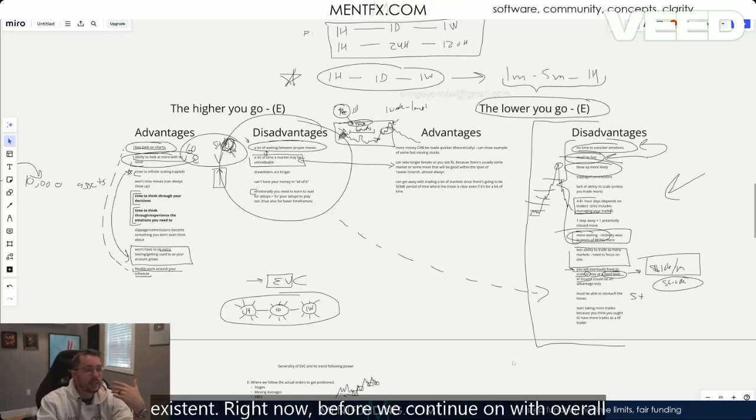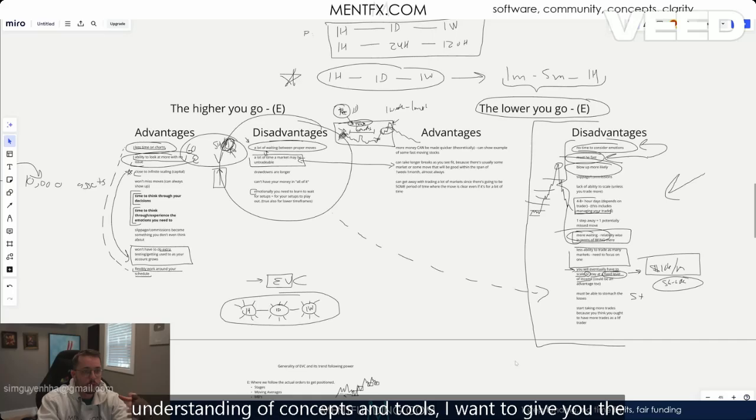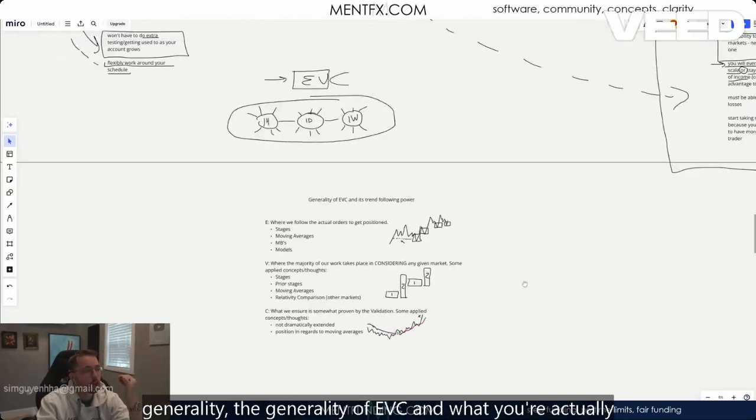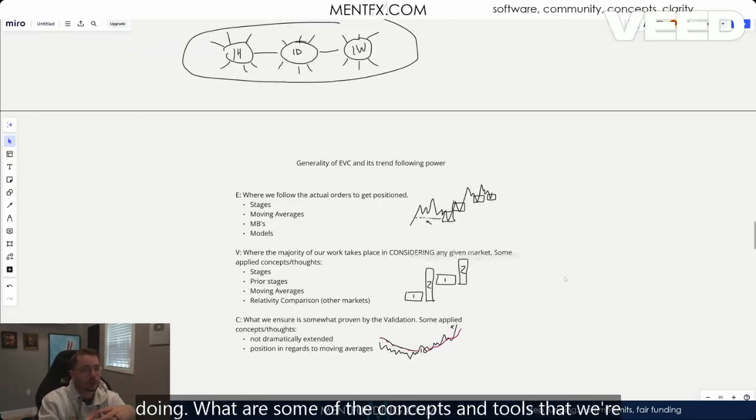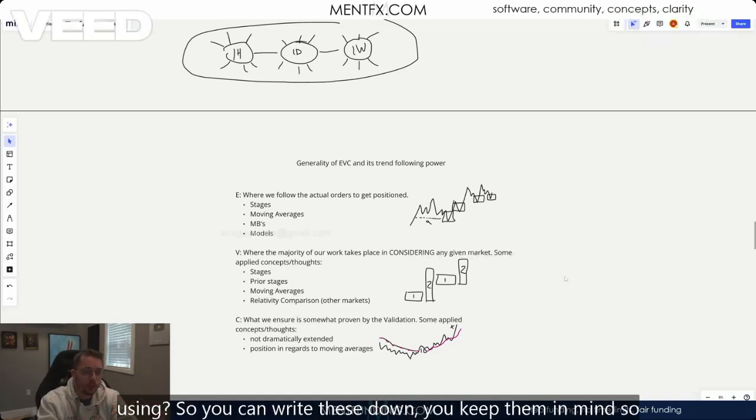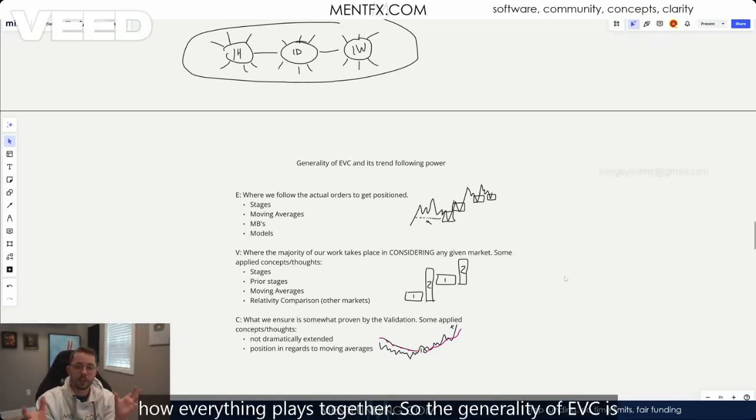Now, before we continue on with overall understanding of concepts and tools, I want to give you the generality of EVC and what you're actually doing. What are some of the concepts and tools that we're using? So you can write these down, you can keep them in mind, so that when we come to covering them, you start understanding how everything plays together.